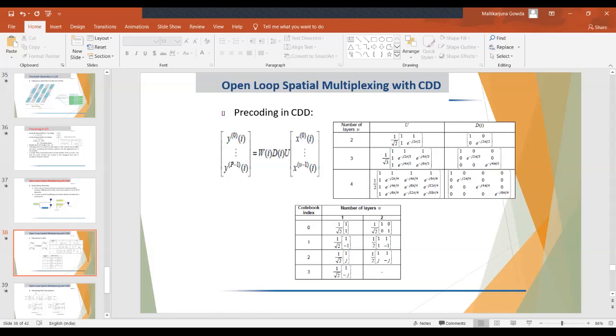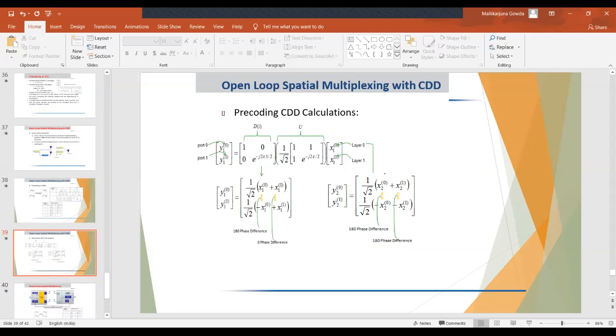And this is the transmitted signal vector. So there are a number of layers, and this is U, and this is the data sequence. And so this is about the calculation, how the pre-coding CDD calculations are done. This is with the port 0, so y to the power of 0 from port 0, and y to the power of 1 from the port 1, that is antenna ports. Right? And this is the sequence DU multiplied, this is the transmitted symbol layer through layer 0 and layer 1. Okay, so in layer mapping, I said two layers.